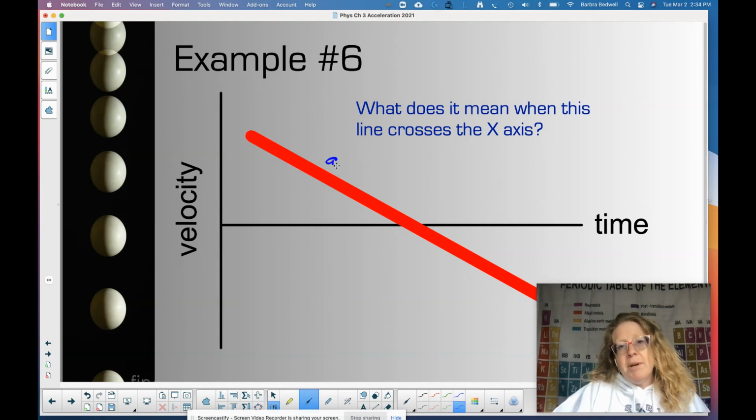So we know we've got acceleration, right? We know we've got it because there's slope here. It's not going constant velocity. Here it is starting up here at +10. So it's going east, right? Is that what we decided? And this would be west.